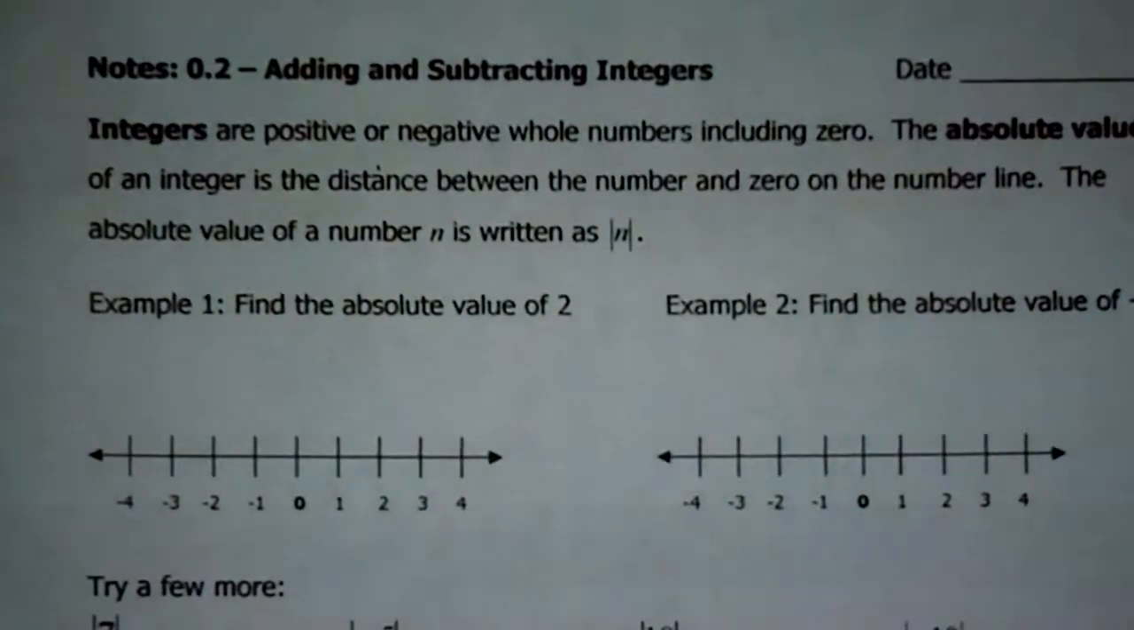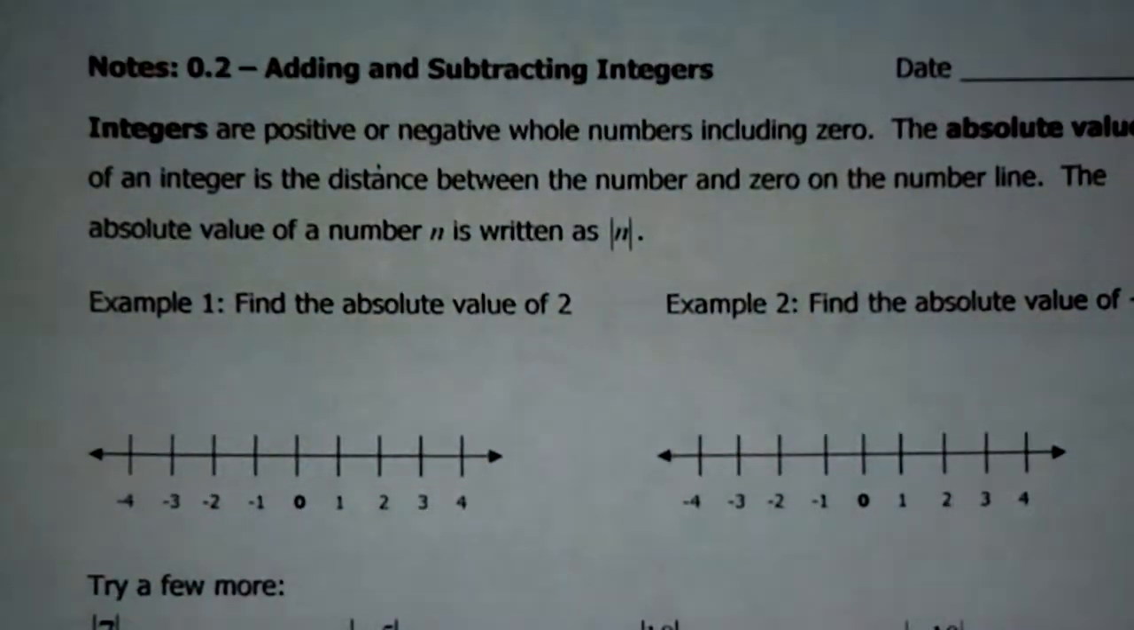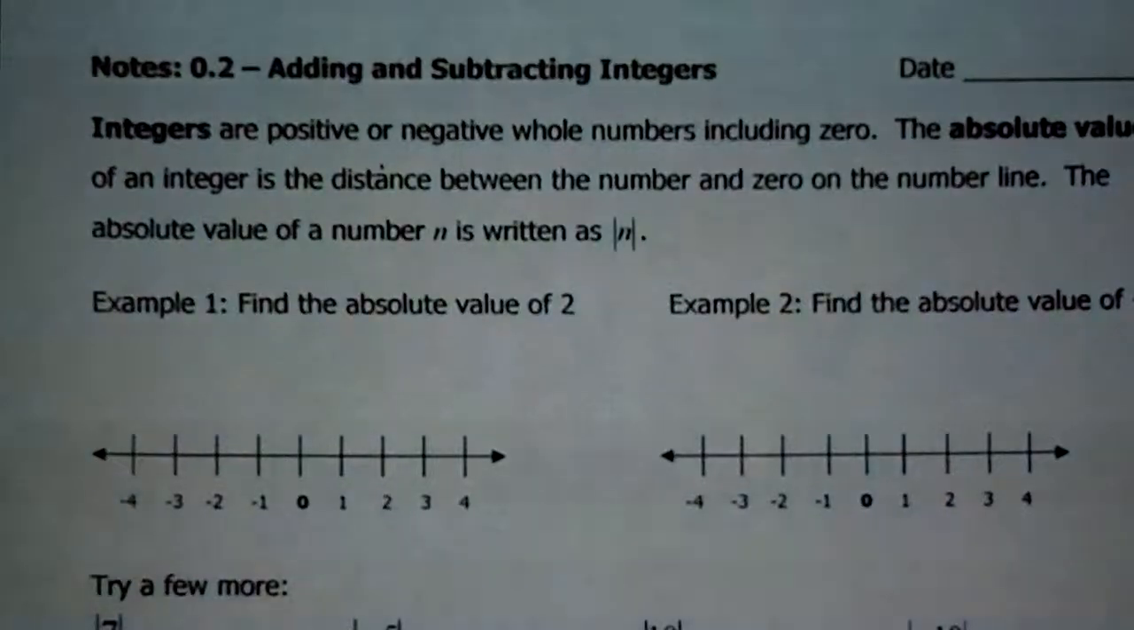Today we are going to review how to add and subtract integers. First off, what are integers? They're positive or negative whole numbers, and even though 0 is not positive or negative, it's still included. So positive or negative whole numbers including 0, that's what integers are.